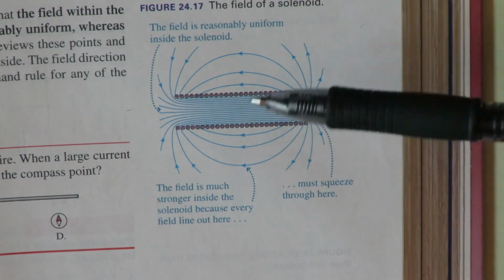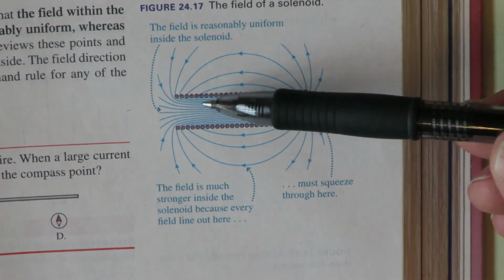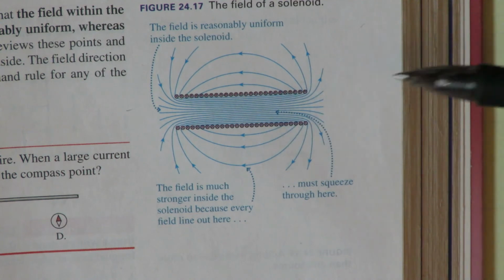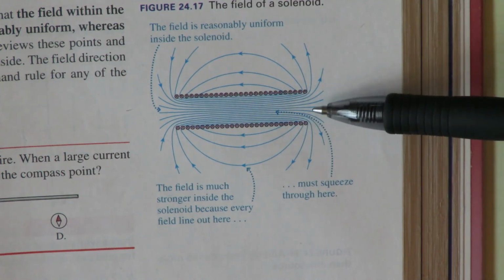Again, just like electric field lines, the closer together the lines are, the stronger the magnetic field. So you have a pretty intense magnetic field inside the solenoid.